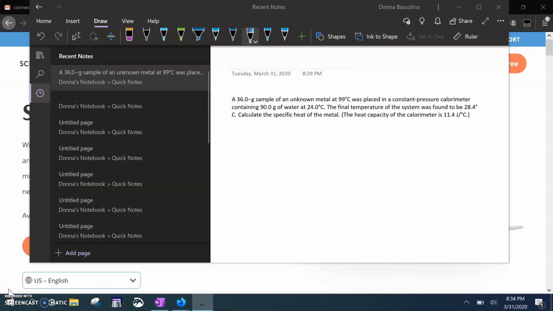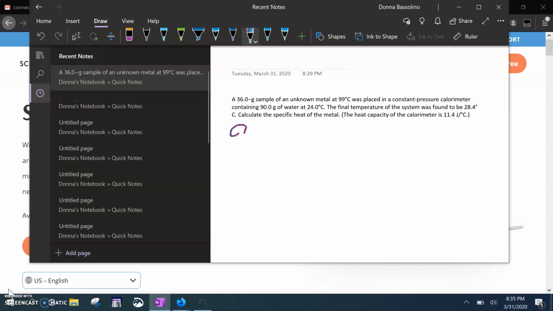Some of you were asking me about some of the Connect homeworks on the calorimetry. This is from the second set, where a 36.0 gram sample of an unknown metal at 99 degrees is placed in a constant pressure calorimeter containing 90 grams of water at 24 degrees. The final temperature of the system is 28.4 degrees. What is the specific heat of the metal? In this case, they're telling you that the heat capacity of the calorimeter is 11.4. So that means you're going to need that number.